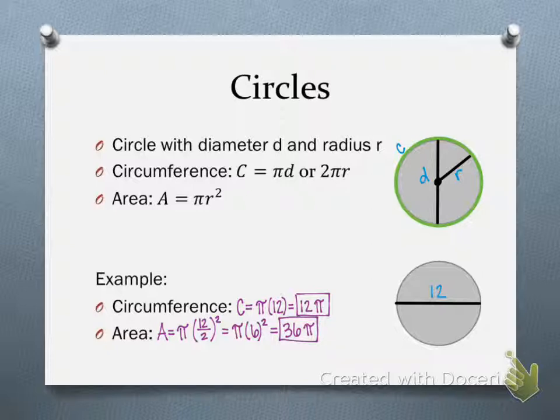Now, you may have noticed that we don't have any units on the circles. That's okay. Sometimes you'll be given a unit, sometimes you won't. If you're not given a unit, you don't need to put units in your answer. If you are given a unit, make sure you put the units in your answer.